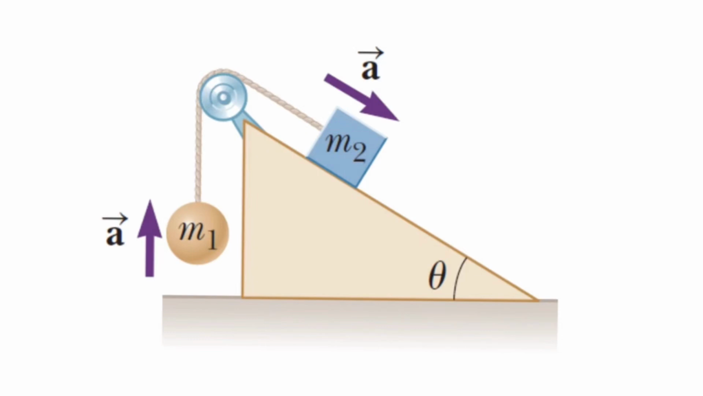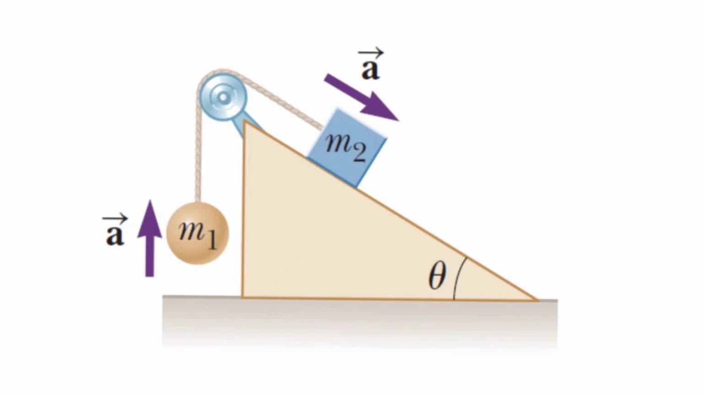So consider this illustration. We have here M1, and this M1 is connected to a string, then to a pulley that is then connected to M2, and this M2 is on an inclined plane. Say for example, this inclined plane is rough and therefore friction is present. So let us draw the free body diagram of M1 and M2.